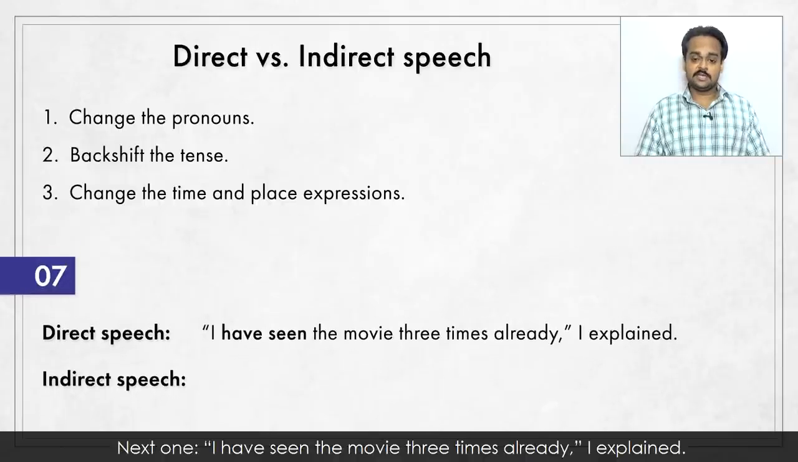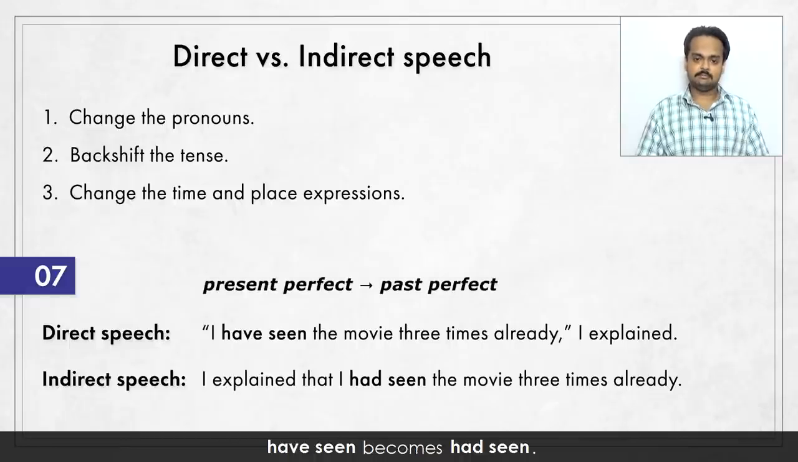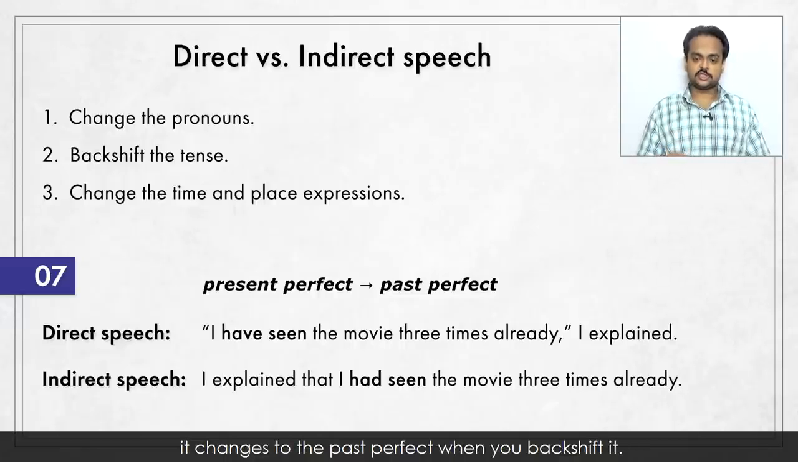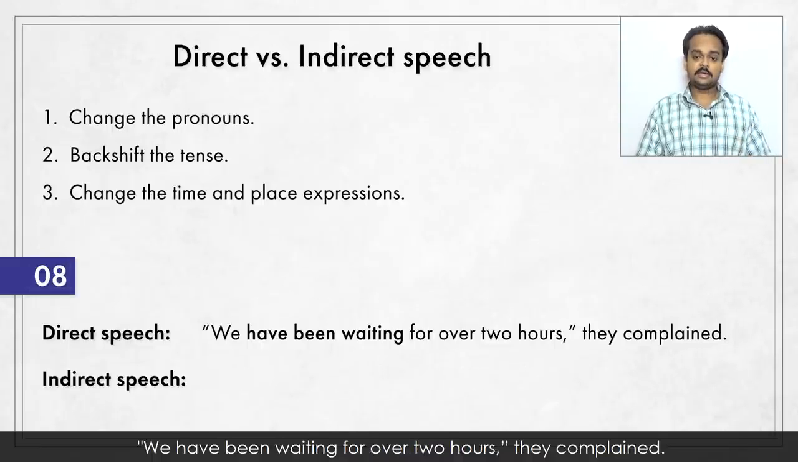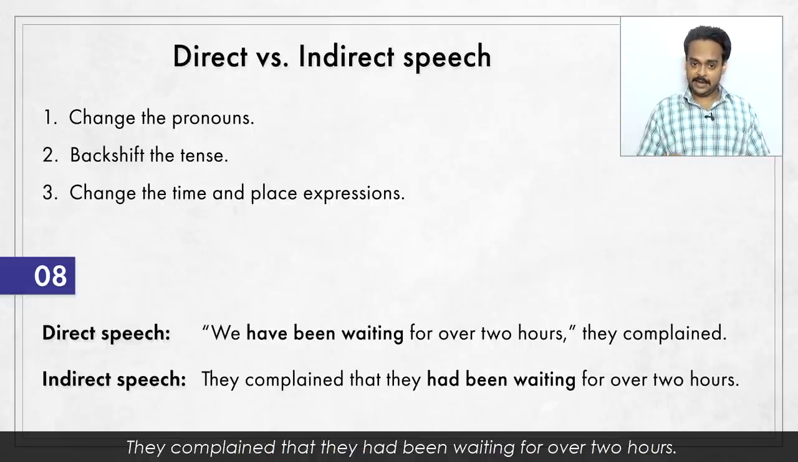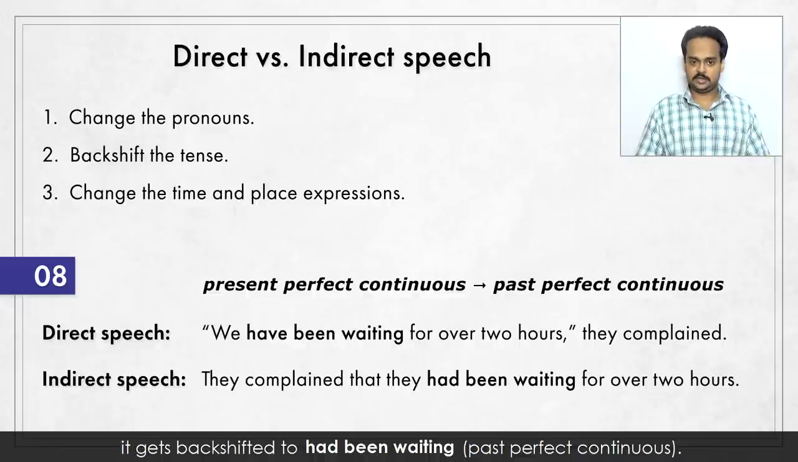Next one. I have seen the movie 3 times already, I explained. Answer, I explained that I had seen the movie 3 times already. Have seen becomes had seen. So this means that if you have a present perfect verb, it changes to the past perfect when you backshift it. So what about this sentence? We have been waiting for over 2 hours, they complained. They complained that they had been waiting for over 2 hours. Have been waiting is a present perfect continuous verb. It gets backshifted to had been waiting, past perfect continuous.